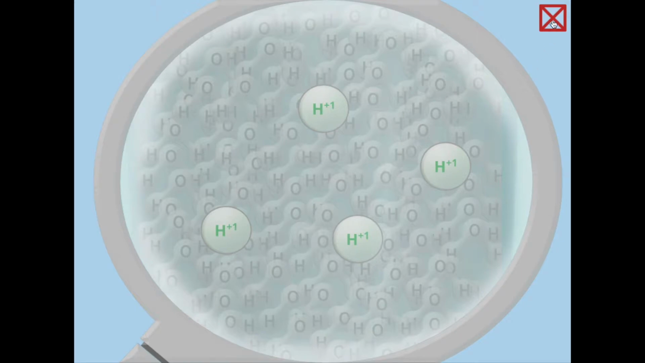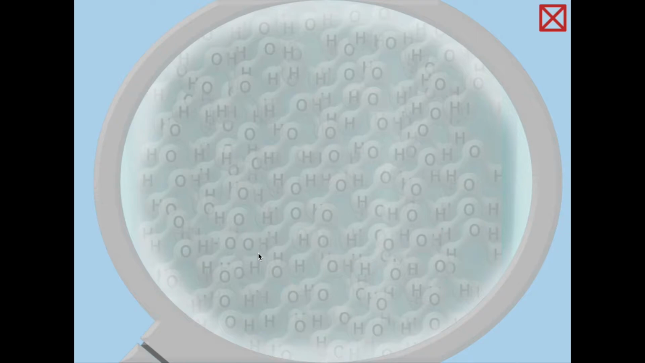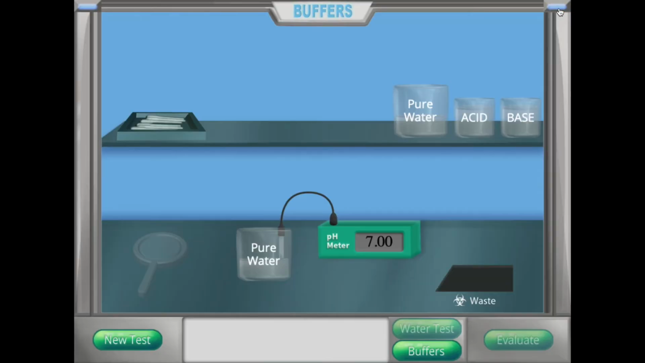After adding 4 units of acid to the beaker, move the dropper to the waste area and drag the pure water beaker on the shelf to replace the beaker on the tabletop. Complete a similar process to test how adding a base changes the system. Make sure to check the pH and use the magnifier to view the beaker contents.